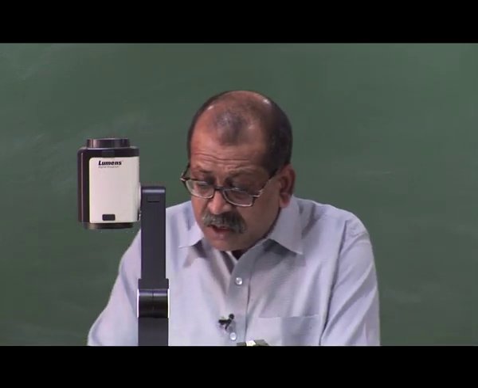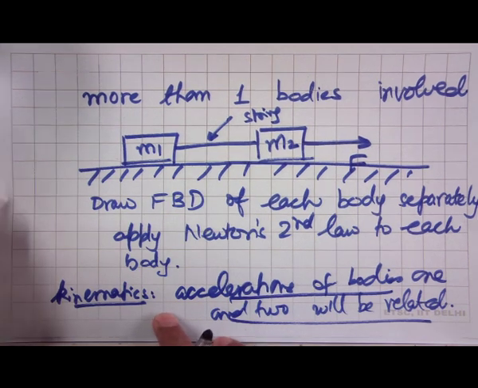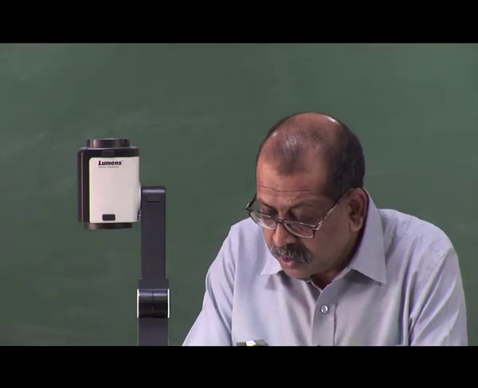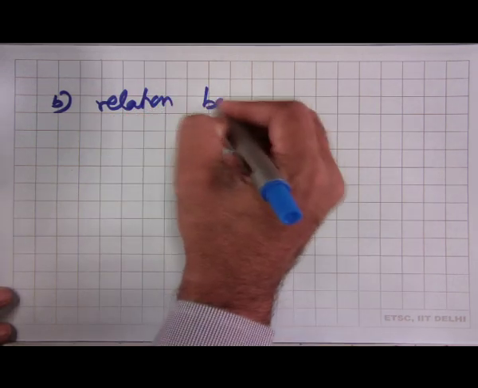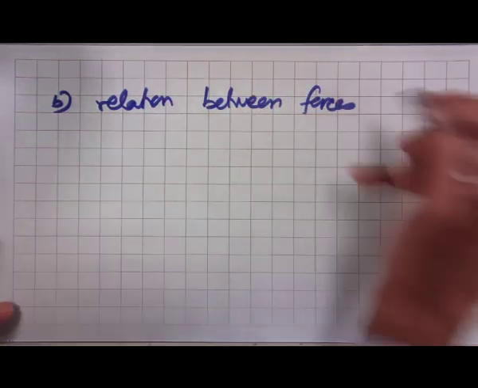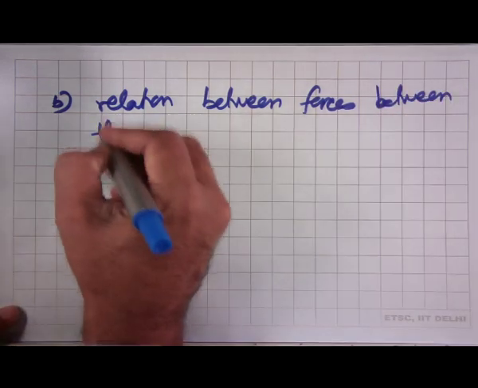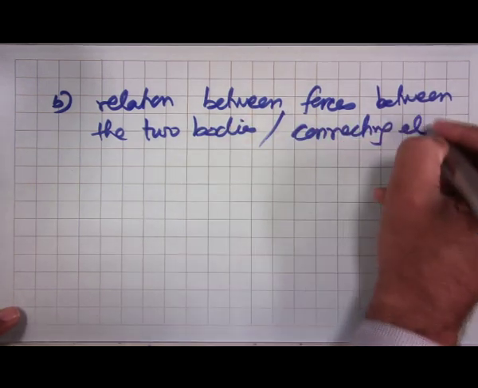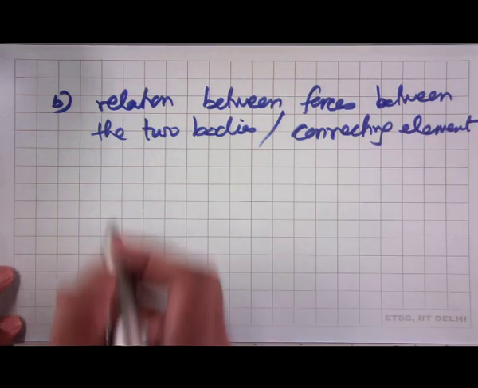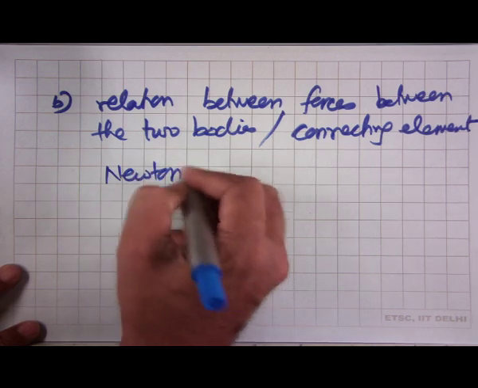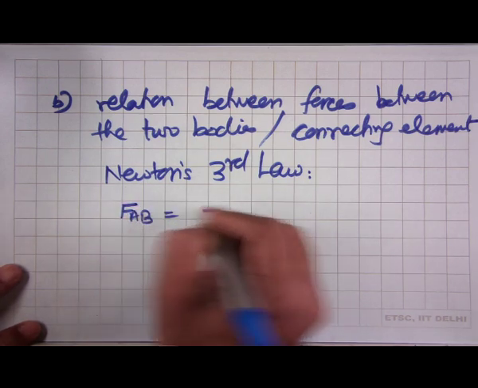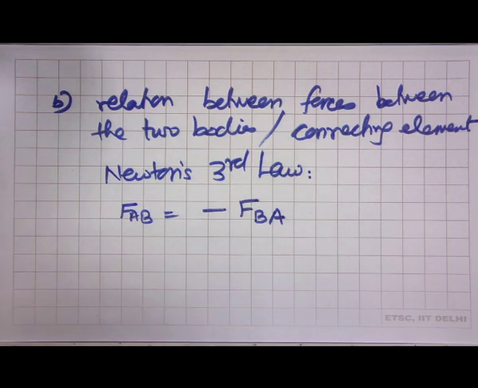So, two things to keep in mind when you have multiple bodies. One is kinematics, and the second thing we keep in mind, let us write that down, is the relation between forces between the two bodies, or the connecting element between these two bodies, and for that we have to realize that we have to use Newton's third law, that F_AB is equal to minus F_BA. So, using these we can work out the problems.